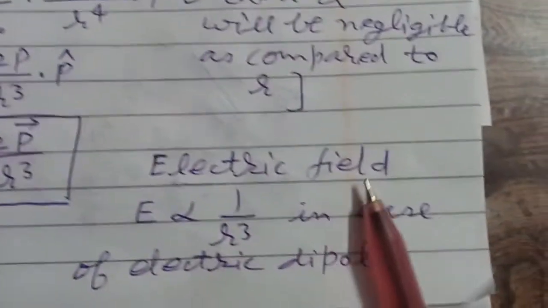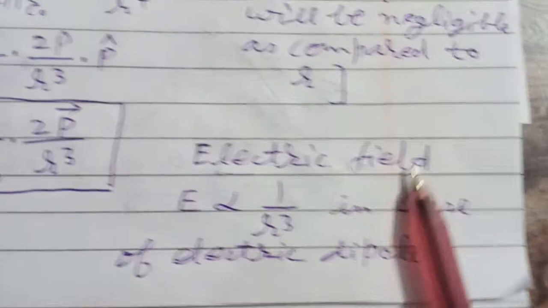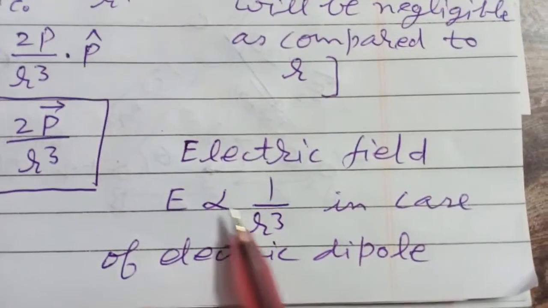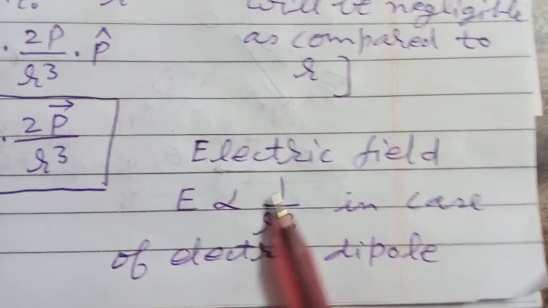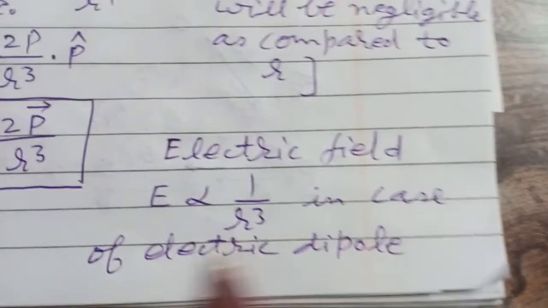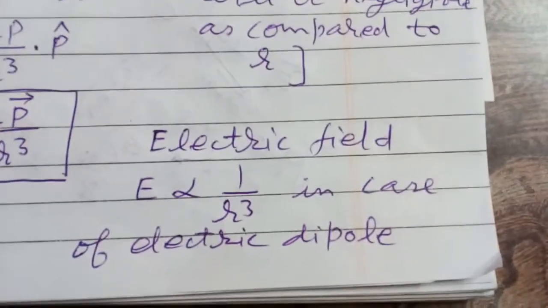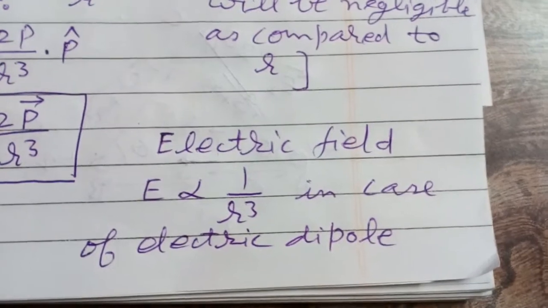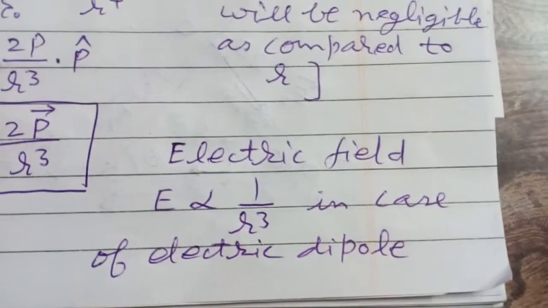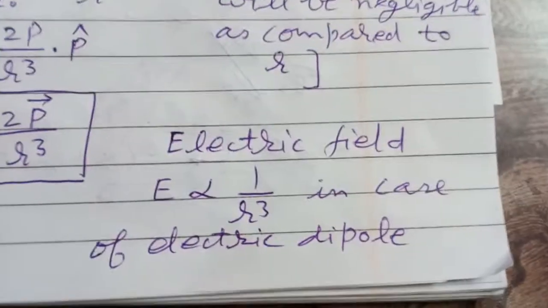Now electric field intensity due to a dipole is inversely proportional to r cube, meaning E is proportional to 1 by r cube in case of an electric dipole. In case of a point charge, E is proportional to 1 by r square, but in case of an electric dipole, E is proportional to 1 by r cube.